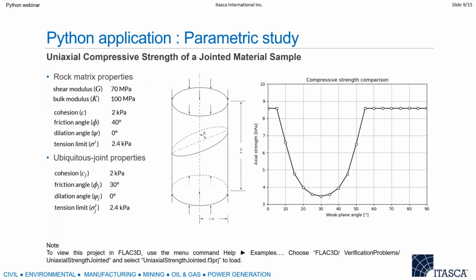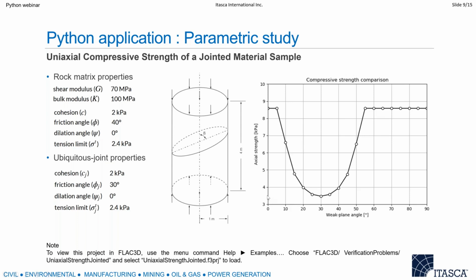Here I want to show you 4 or 5 examples with Python. The first example is that I want to simulate the uniaxial compression strength of a jointed material, and then see the effects of the orientation of the weak plane. You can see the basic curve of the UCS versus the weak plane orientation here. You can find this example in the Flac3D documentation, under examples, in the verification problems.